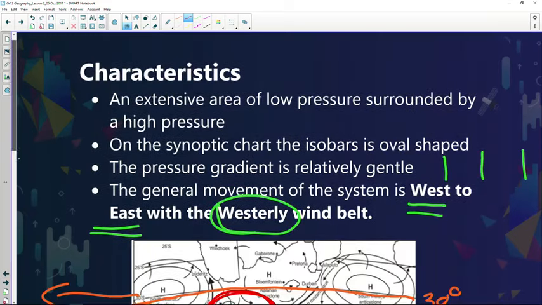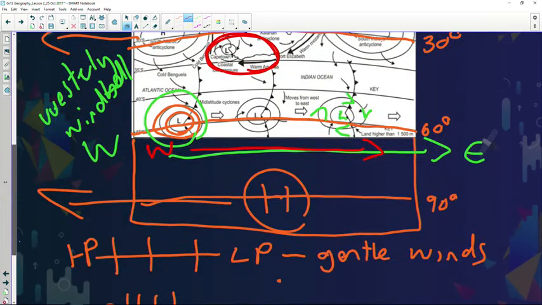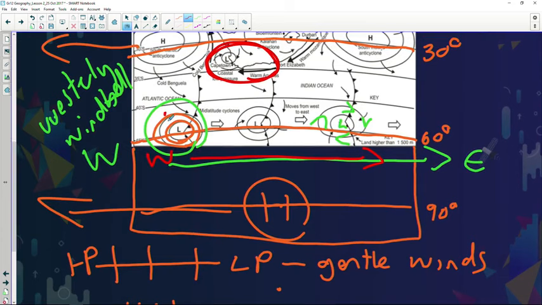Now, as the system gets older, just go back to your synoptic chart. As you can see, it moves from west to east. The system migrates towards the polar regions and it dissipates. We're going to look at the different stages in a second. Now, dissipates means it basically dies.